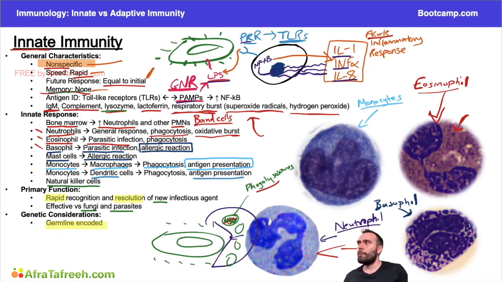Remember, this is no memory response. It's equal to the initial response. It's always going to be the same. So whatever you have that's germline encoded, that's what you're going to have pretty much for the rest of your life. And so this all develops in utero. When we're still a fetus is when this whole process is going to form, which is different from what we talk about in the adaptive immune system in just a minute. So this is all inherited from mom and dad.